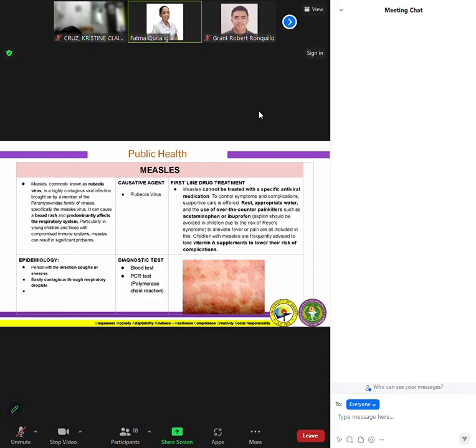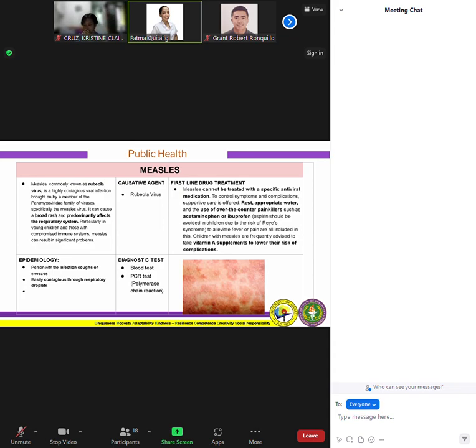So, kailangan mo lang ng rest, appropriate water, and pwede ka rin gumamit ng over-the-counter painkillers such as acetaminophen or ibuprofen. Yung aspirin should be avoided in children due to the risk of Reye's syndrome. So, to alleviate fever or pain, ito yung mga ginagamit natin. So, yung children naman na may measles, sasabihan siya ng doktor na mag-take ng vitamin A supplements para ma-lower yung risk ng complications. So, measles must be controlled by vaccination and prevention.